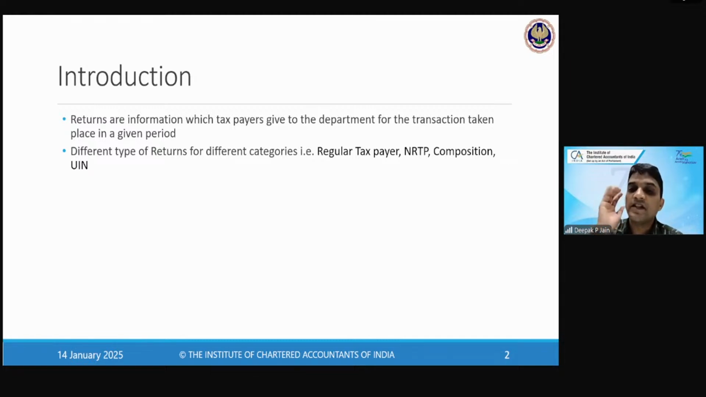TDS and TCS percentage, Riddhi, is simple. On TDS, 1%. On TCS, 0.5%. And this is the combined rate. So if it is CGST and SGST, half of it. In TDS, it is 2%, and TCS, it is 0.5%.